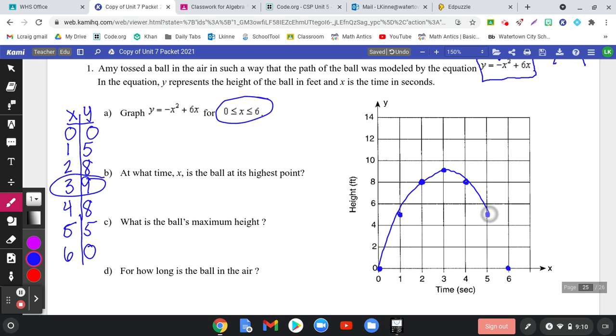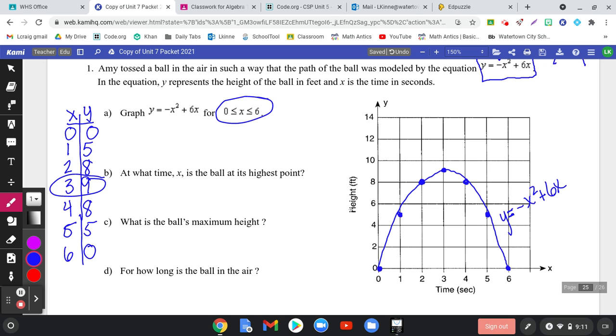Then carefully connect the dots. Remember, we don't want to put arrows because we don't have negative time or a negative height. And give it a label.